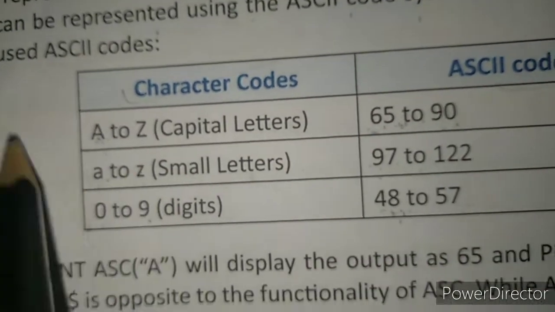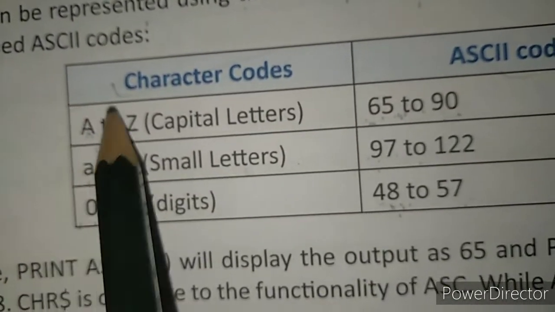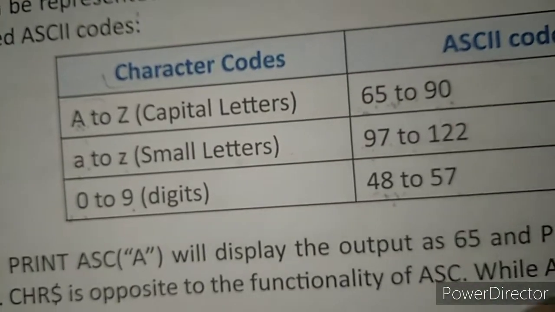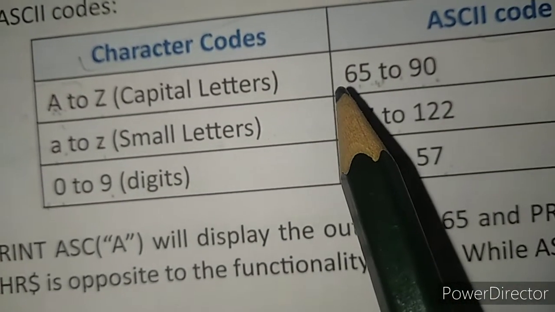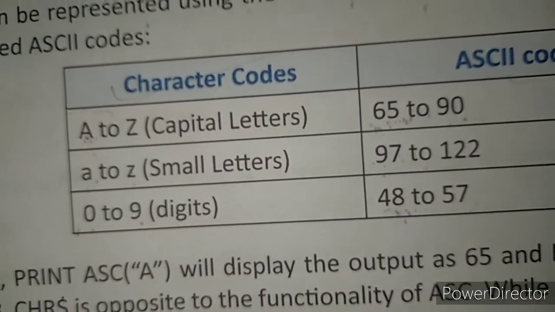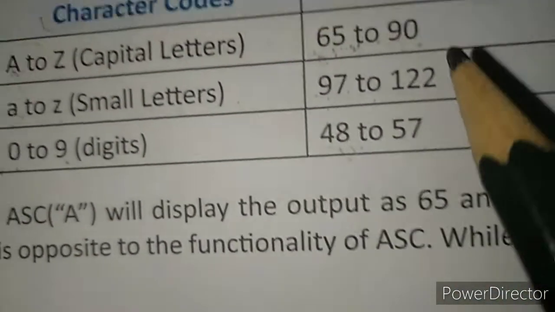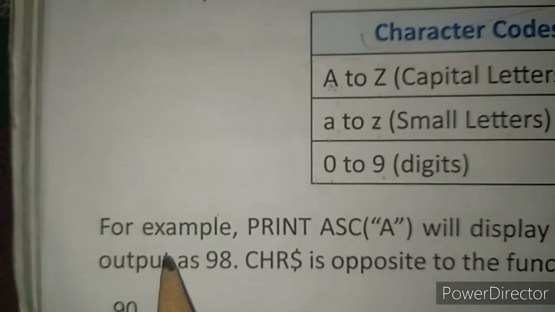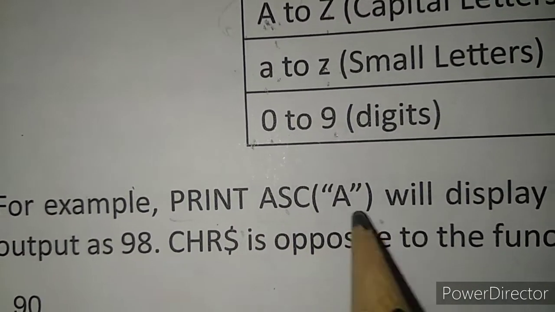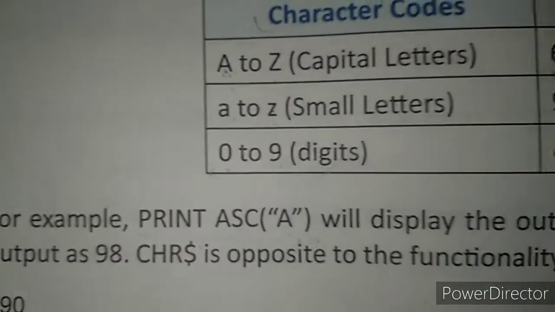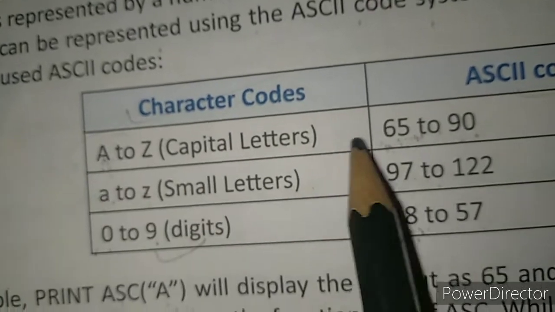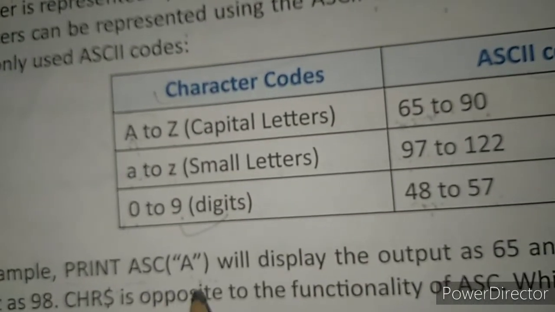If you want to know the ASCII code of a character, use the ASC function, and if you want to know the character for an ASCII code, pass the value to the CHR function. So let us see how it works. For example, print ASC("a"). Here, this function will return the value 65, because the ASCII code of a is 65.